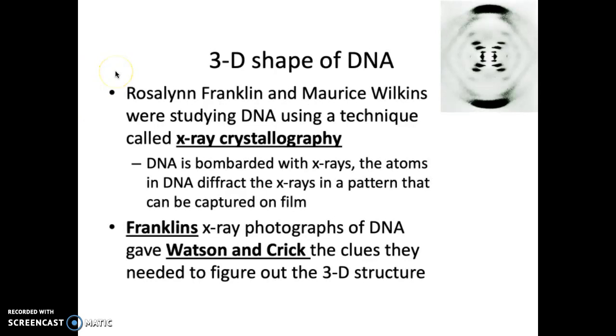The 3D shape of DNA came about through various experiments. Rosalind Franklin and Maurice Wilkins were studying DNA using X-ray crystallography, which is where they bombard DNA with X-rays, and the atoms in DNA diffract the X-rays in a pattern that's captured on film. Based on the structure of the atom, what they capture on film is unique, and it can tell scientists a lot of information about not just the atoms of a molecule, but the way those atoms are arranged.